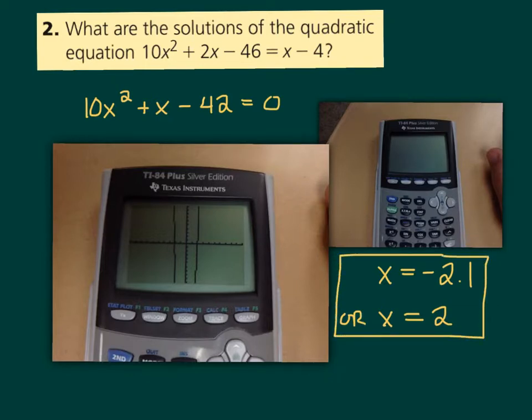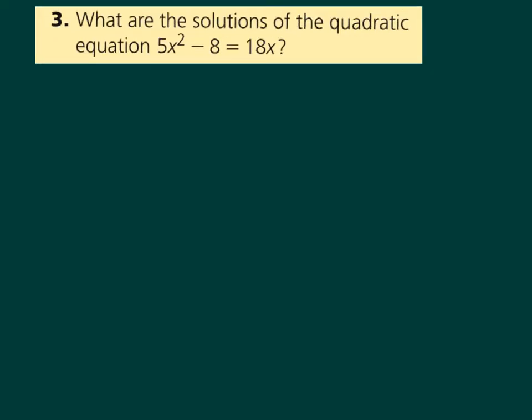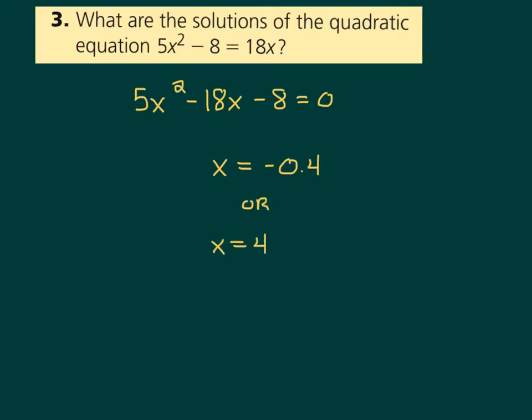Negative 2.1, positive 2. So again, to solve, the first thing you have to do is get it set equal to 0. Then use the calculator to solve. I want you all to do that on your own and find the zeros. When you do this, the answers you should get: x equals negative 0.4 or x equals 4.